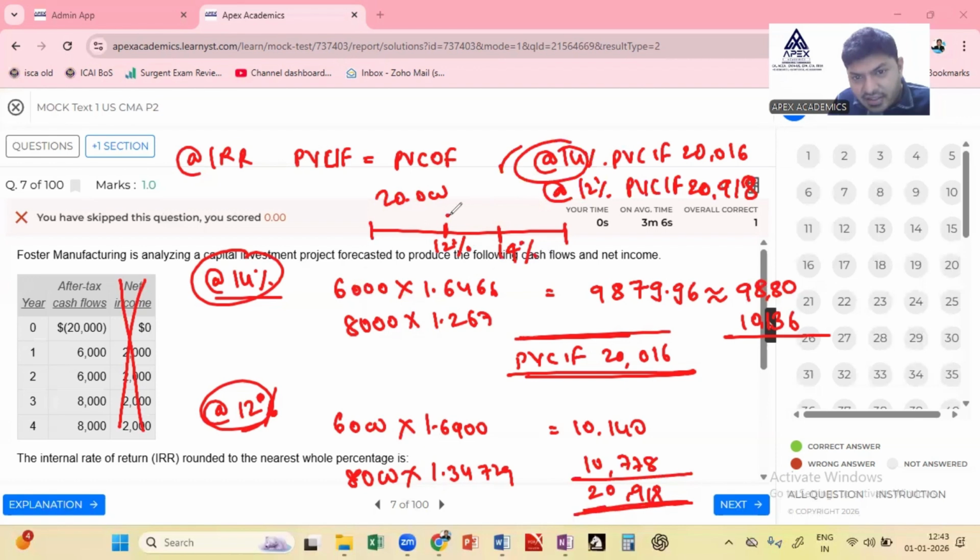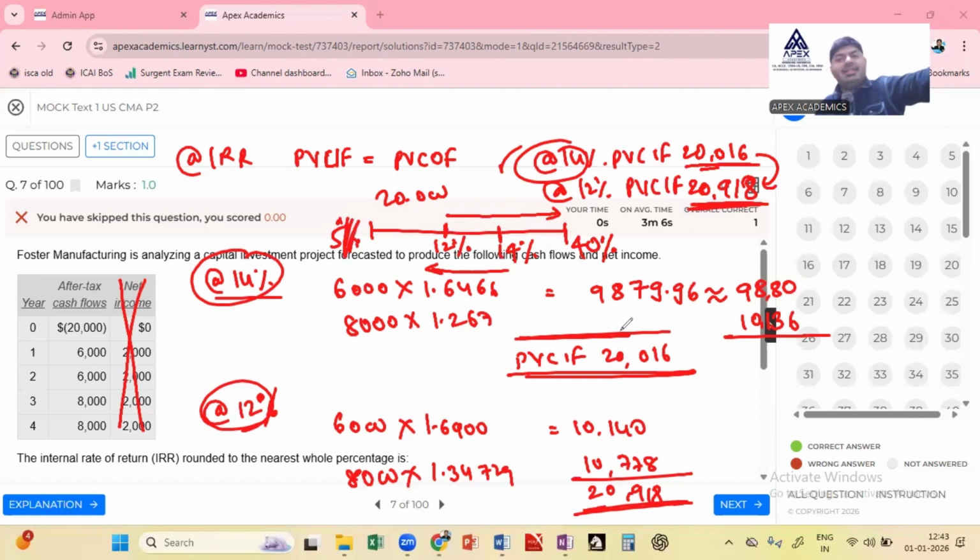As I increase the rate from 12 to above, the present value will start falling. As you can see, at 12 it was 20,918 and at 14 it is 20,016. It will start falling. So eventually if I go till 40%, my present value cash inflow will be much less than 20,000. And just like if I go back from 14 to 12%, the present value cash inflow will increase. So if I take it at 5%, the present value cash inflow will be much more than 20,000.